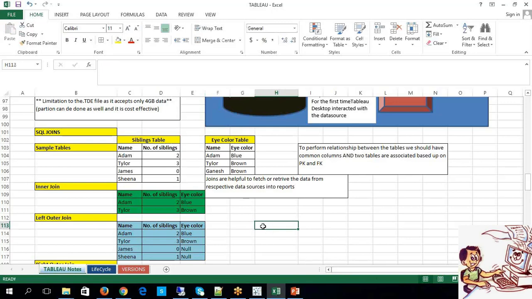Right, now the siblings table is having what kind of data? Look at this, two columns. Column 1 is name, column 2 is number of siblings. See, look at this, name and this one. Fine.